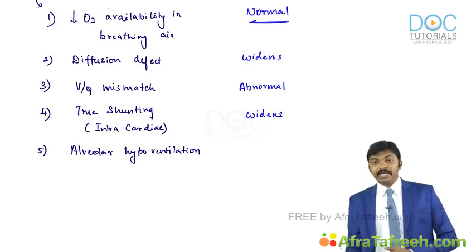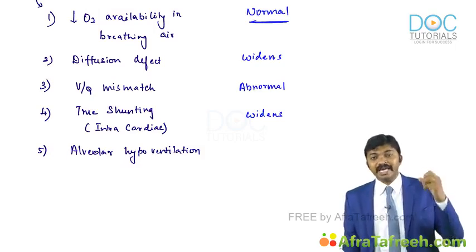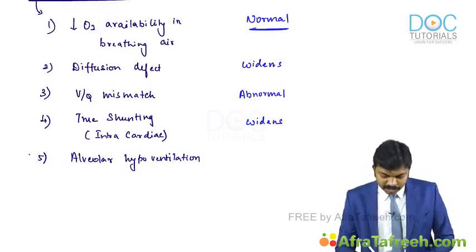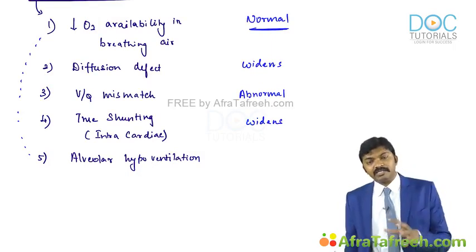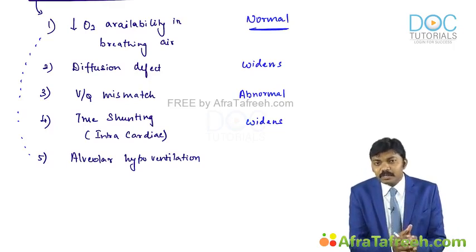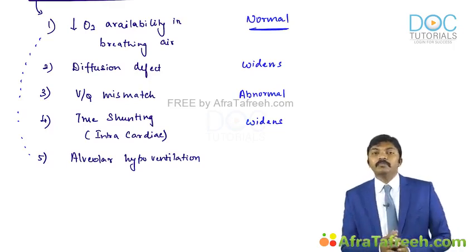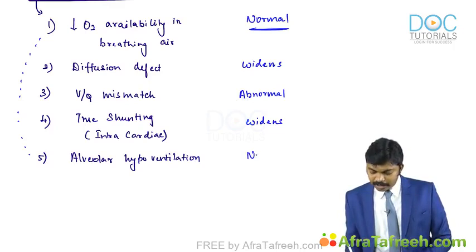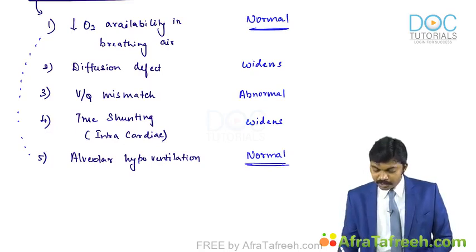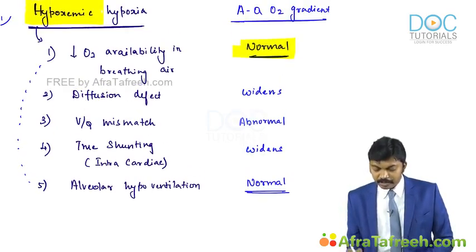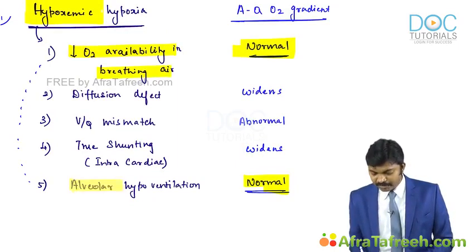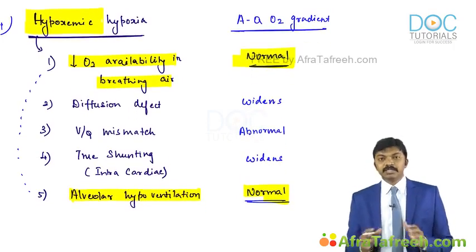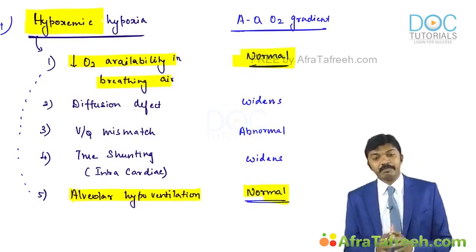Coming to alveolar hypoventilation, because lungs are not moving, air is not getting into the lung, this is going to resemble somewhat decreased oxygen availability. So here also less oxygen enters alveolus, and whatever oxygen comes to alveolus will be taken to blood vessel. So here also alveolar arterial gradient remains normal. So alveolar arterial gradient is normal in two conditions of hypoxemic hypoxia, that is decreased oxygen availability in breathing air, and the second one is alveolar hypoventilation, doctors. Right? So this completes our first topic, hypoxia.